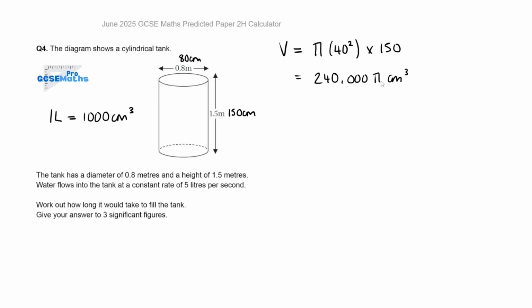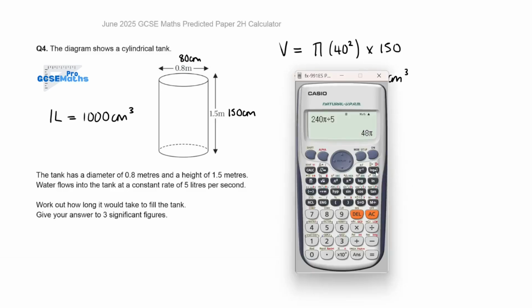Then I would work out, okay, well that's in centimeters cubed, how many liters is that? So I would just divide by 1,000, knock off the last 3 zeros basically. So that would be 240 pi liters. Then I can look at the 5 liters per second. So how long will it take to fill the tank? We've got 240 pi liters, don't forget the pi still, divided by 5, which gives us 48 pi.